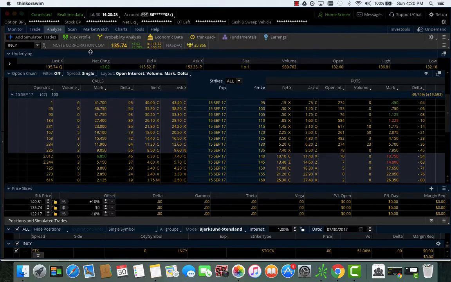INSEE is 135 bucks. That means $135 is going to be the at the money strike. So being able to look at the bid ask spread, you look at the at the money options. So here on the put side, we can see the at the money bid ask spread is 90 cents wide. It is 90 cents wide. That is way more than 7 cents. That is absolutely terrible.